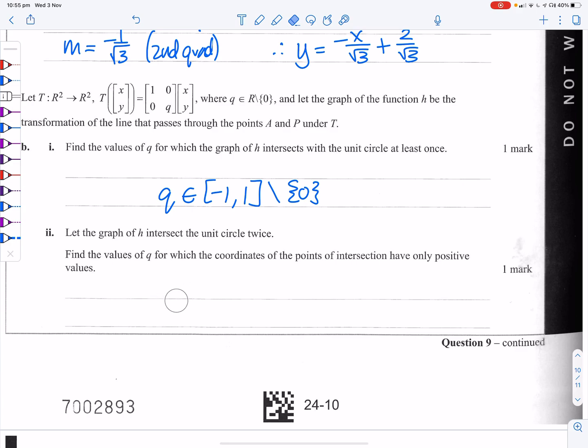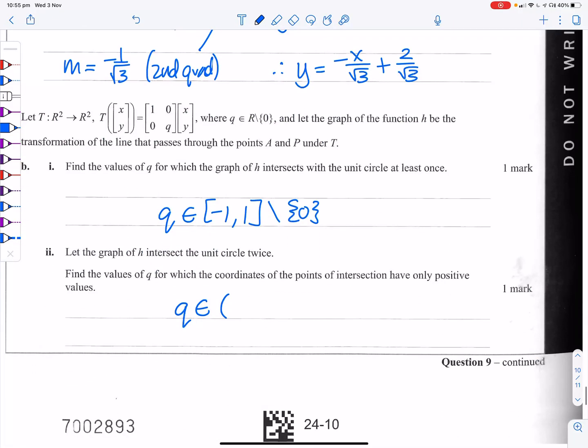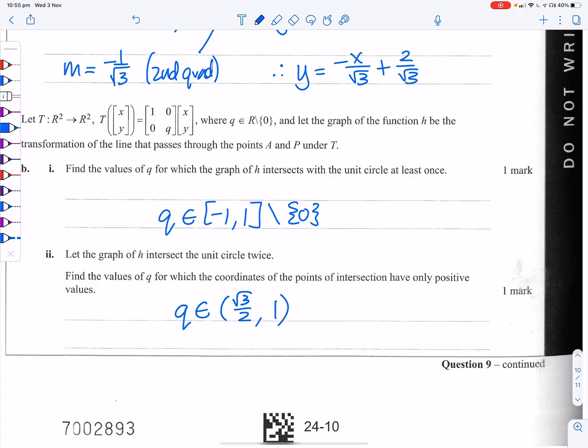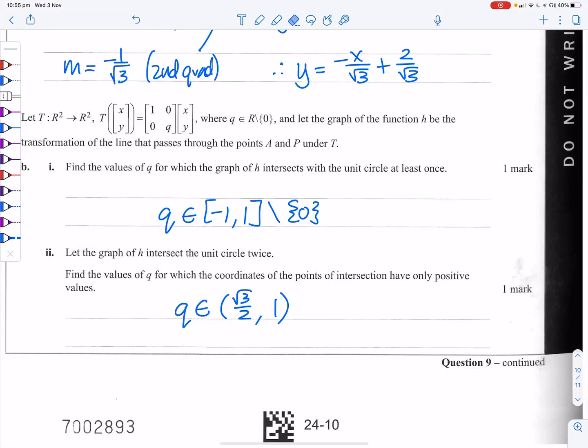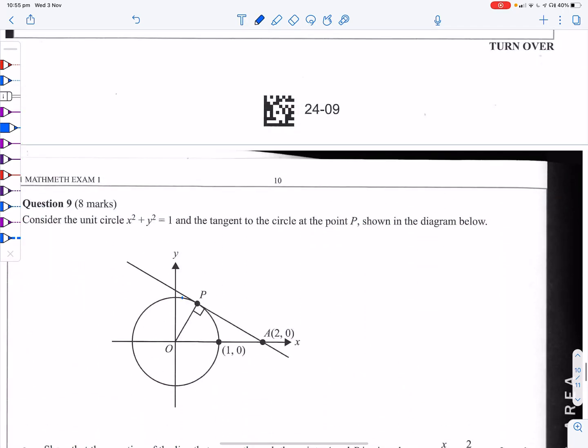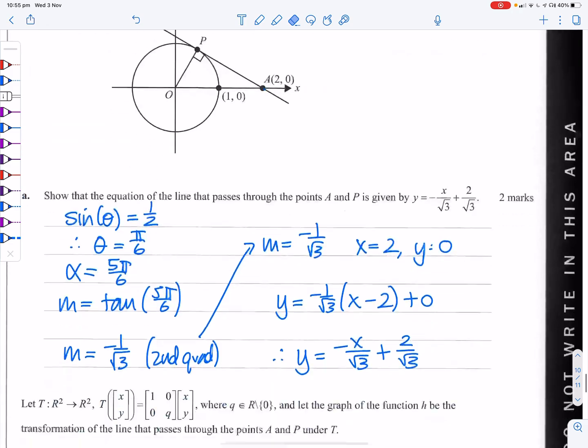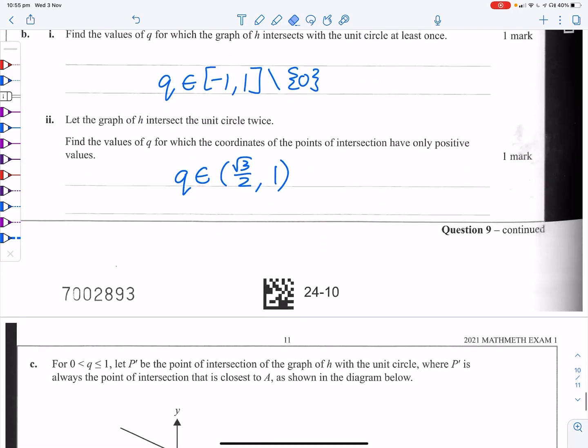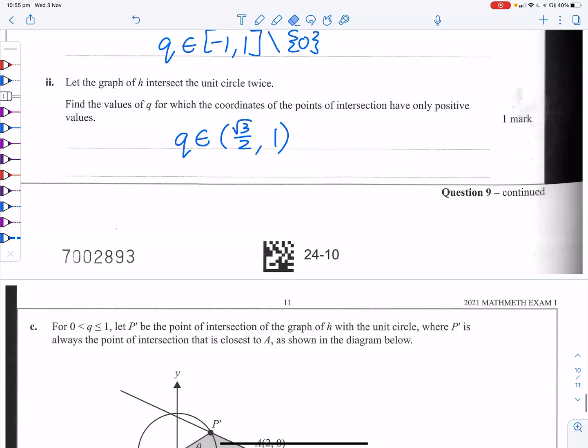So we know q would be, we know that's 2 on root 3, so it'll be from root 3 on 2 up until 1, but it also can't include 1 because it says it intersects the unit circle twice. So anywhere in between those values, it's going to touch twice. There, it's only going to touch once. There, it's going to touch twice, but that's both positive. That one's 0 and positive, so we can't include that. So q is between root 3 on 2 to 1.